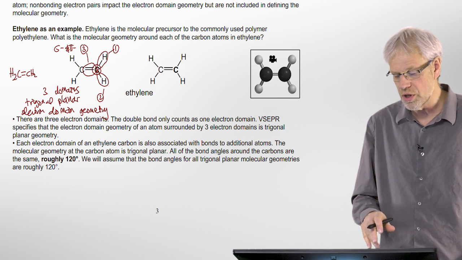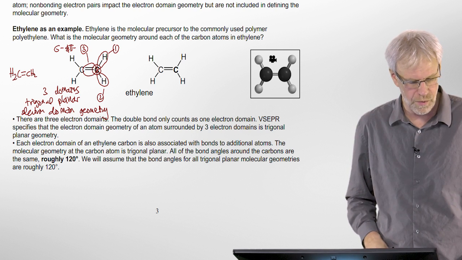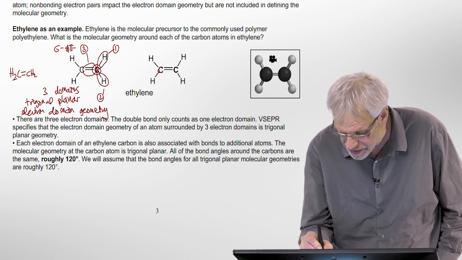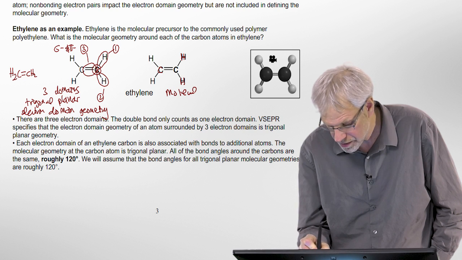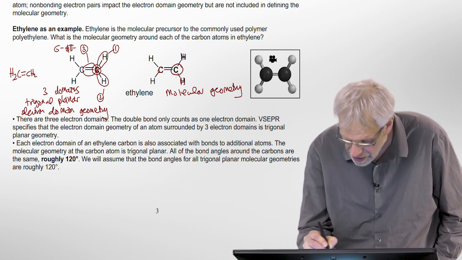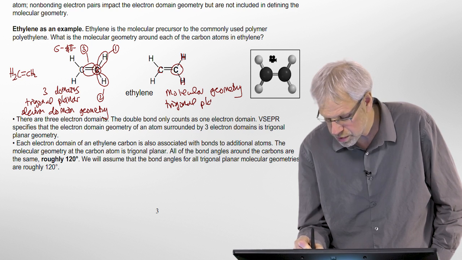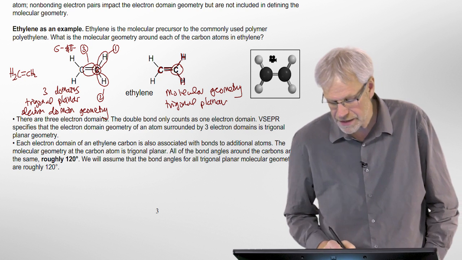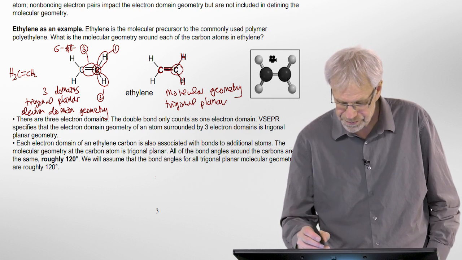Trigonal planar means all the electrons are in the same plane and they define a triangle. And we'll look at that in the computer in a little while. So in this case, all 3 electron domains are associated with atoms connected. And so the molecular geometry around this carbon atom is also trigonal planar, meaning the bonds define the electron domains, they're all on the same plane, and they define a triangle.